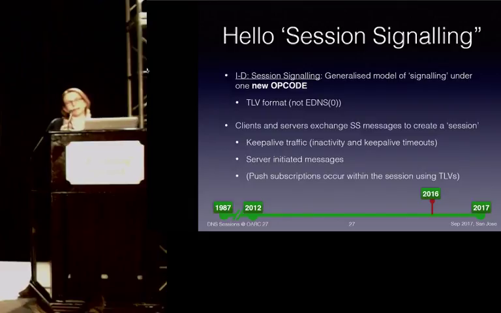So what this meant is we created a new specification where clients and servers can agree that they both support the capability, and then from that point on, the session can behave very, very differently to those that were described under 7766. A couple of the key differences under session signaling is that clients can send keepalive traffic. So this is traffic that isn't tied to a DNS message. It is just traffic that is associated with keeping the connection alive, for example, to deal with NAT rebinding, and so that clients and servers can update the timers associated with the session.